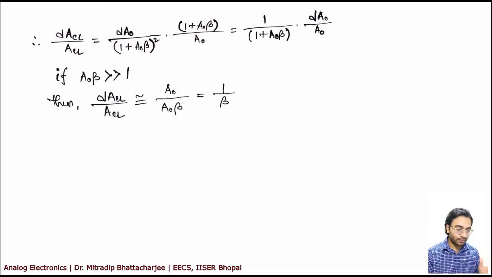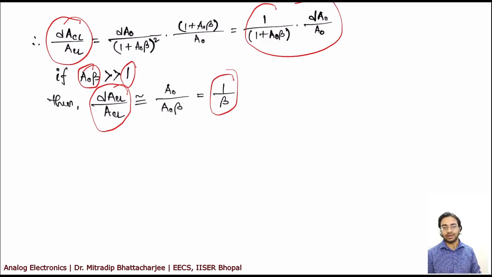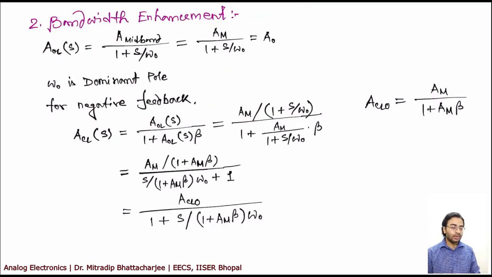So this is a few calculation I have done. Considering A0 beta to be much higher than 1, you will find that your dACL by ACL is actually 1 by beta. A simple calculation assuming A0 beta is much greater than 1.